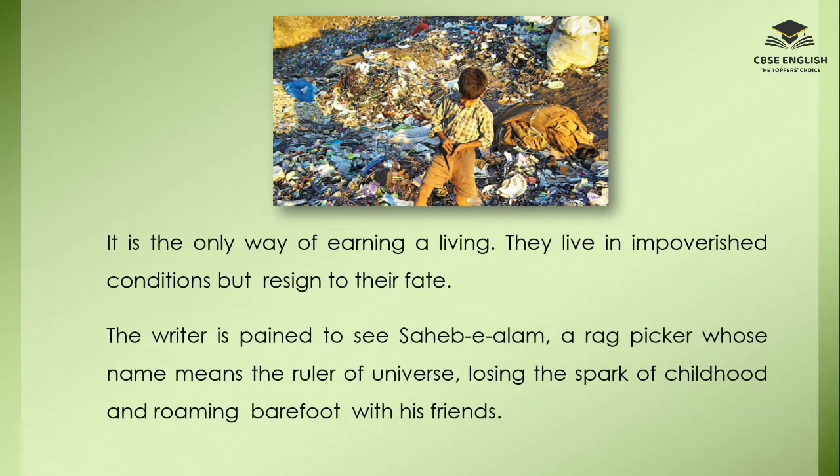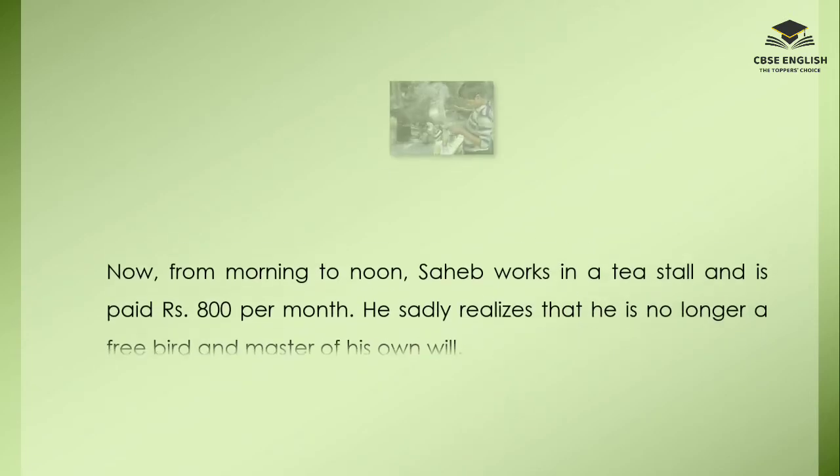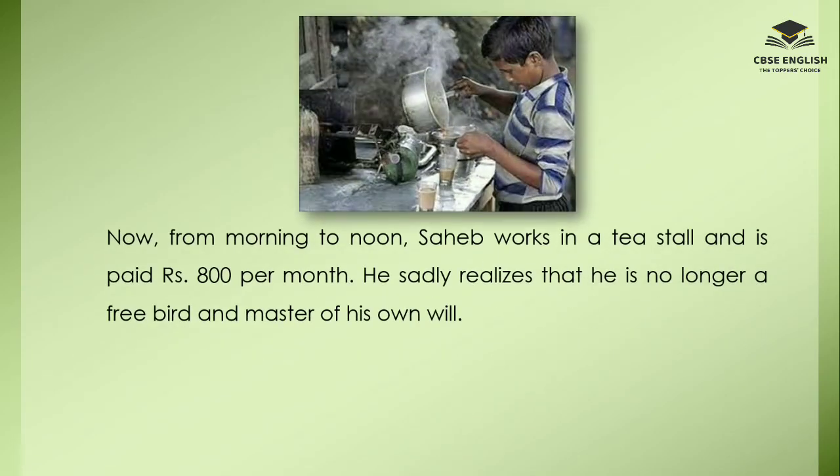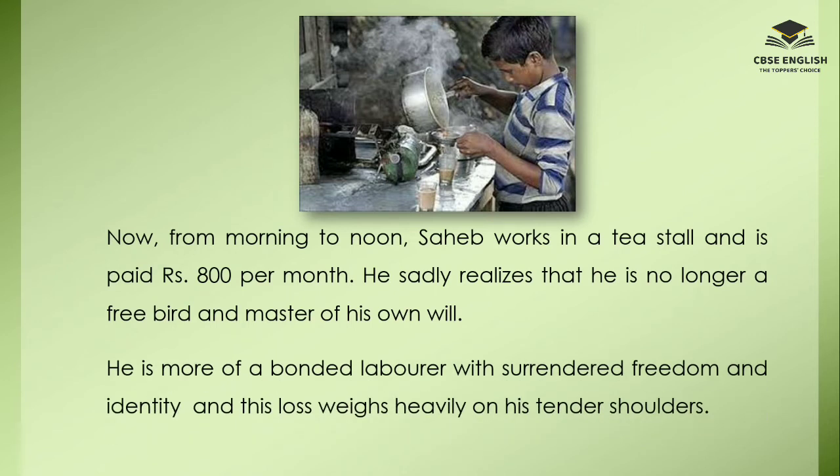The writer is pained to see Saheb-e-Alam, a rag picker whose name means the ruler of the universe, losing the spark of childhood and roaming barefoot with his friends. Now, from morning to noon, Saheb works in a tea stall and is paid rupees 800 per month. He sadly realizes that he is no longer a free bird and master of his own will. He is more of a bonded laborer with surrendered freedom and identity, and this loss weighs heavily on his tender shoulders.